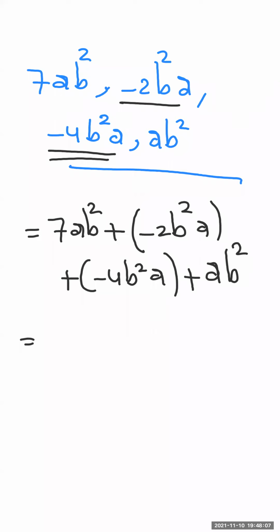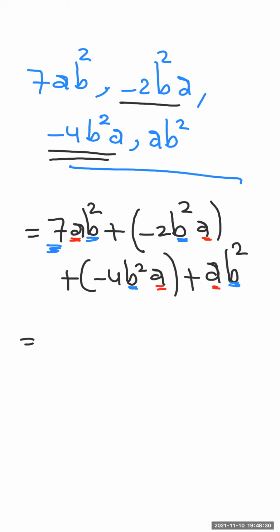Okay, listen to me, guys. Here, these terms are like terms, of course, because here b is to the power 2 in all terms, and a to the power 1. So this means we can add or subtract these terms. Now, simply add and subtract the coefficients.